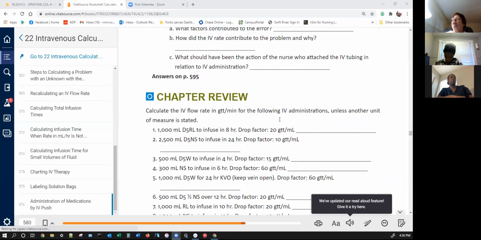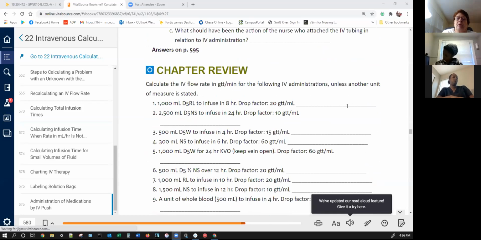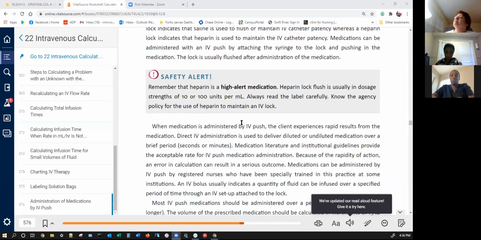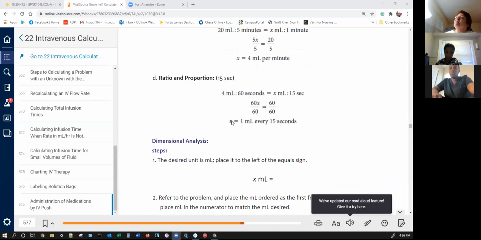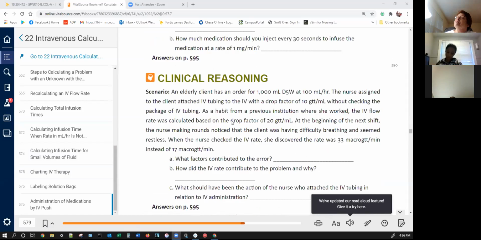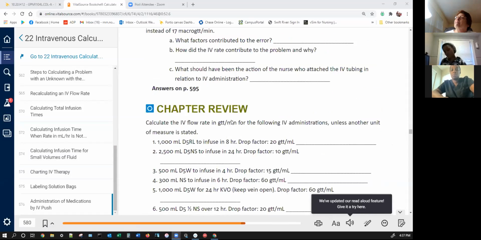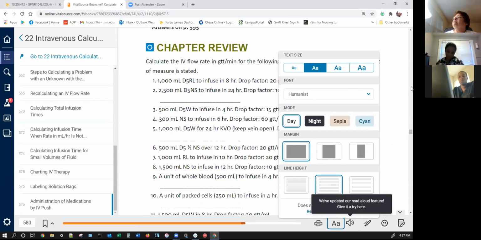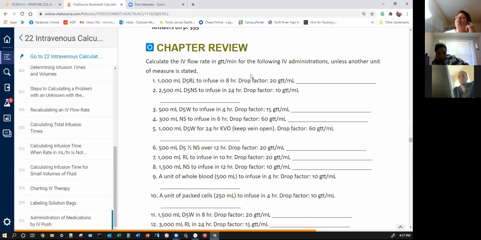All right, so let's talk about drops per minute. What's the formula for drops per minute? Volume times. Is it volume times available over? No, volume times the drop factor over minutes. Right. Volume times the drops over minutes. So if we have 1,000 milliliters of D5RL to infuse in 8 hours and the drop factor is 20, what information do we need out of this problem?